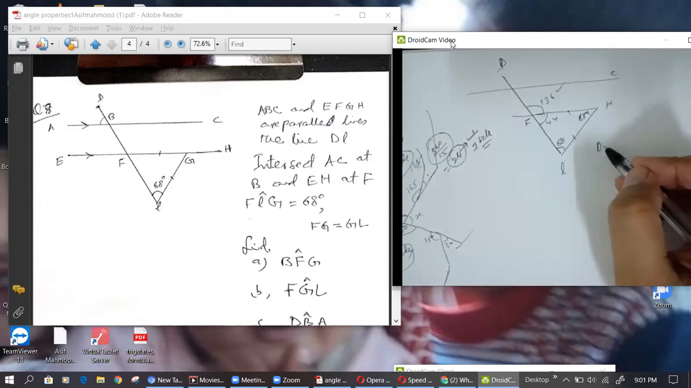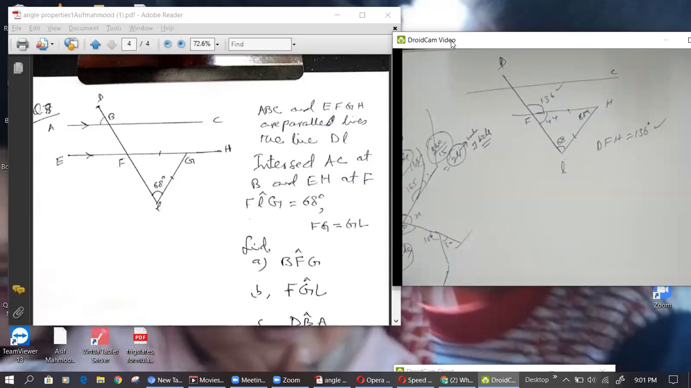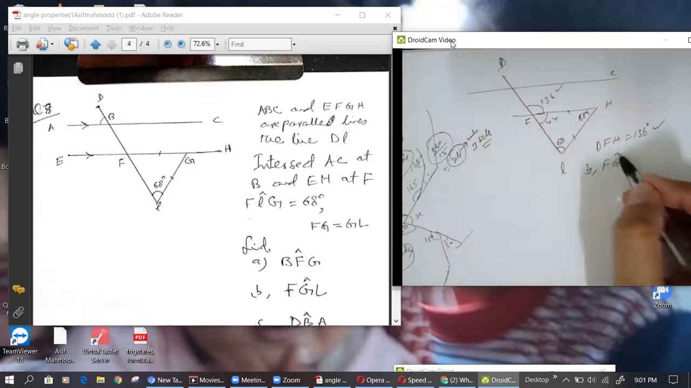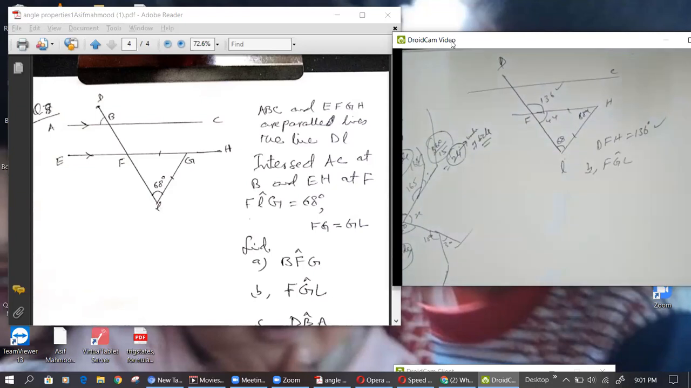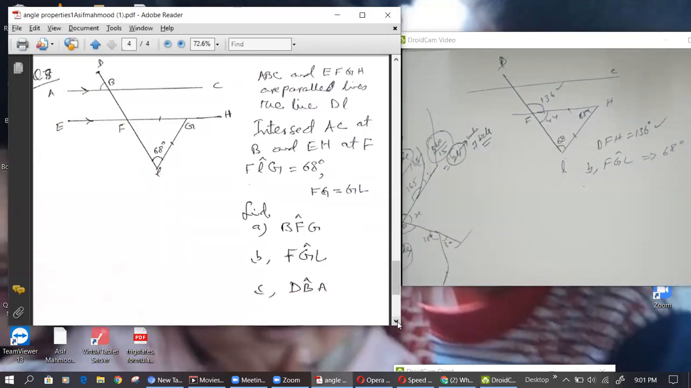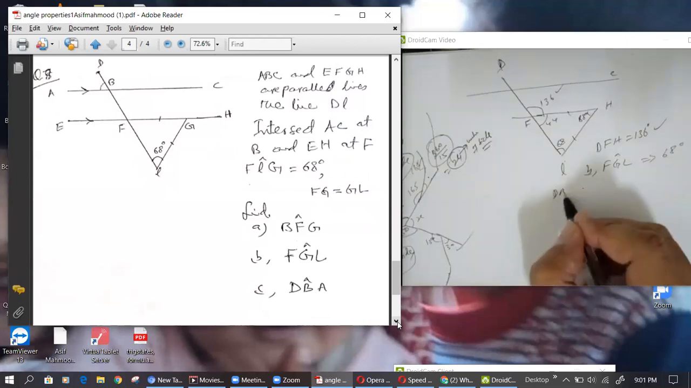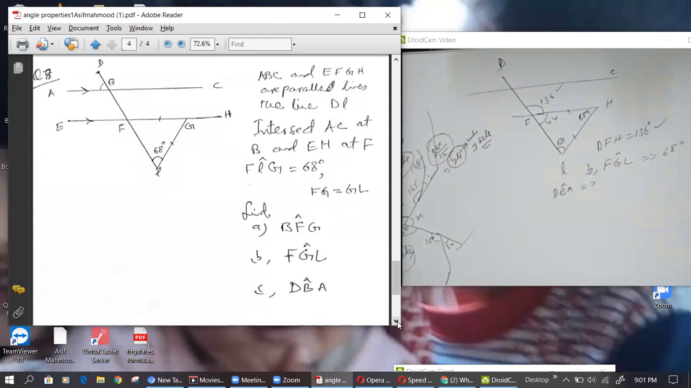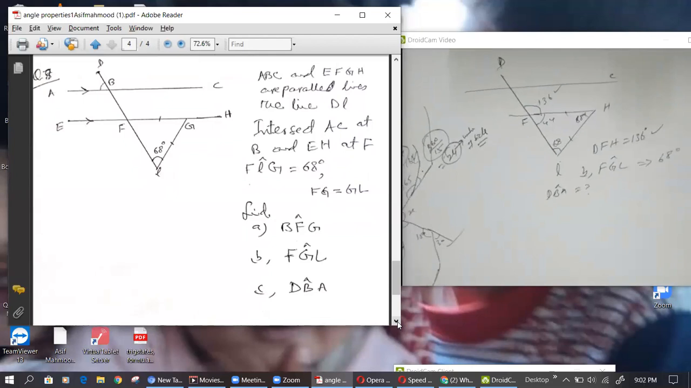Now the next one, the second thing is FGL. Find FGL. You already found FGL, it is 68. Next, move on to DBA. You already calculated, but you are unable to tell me. You have to write it over there.